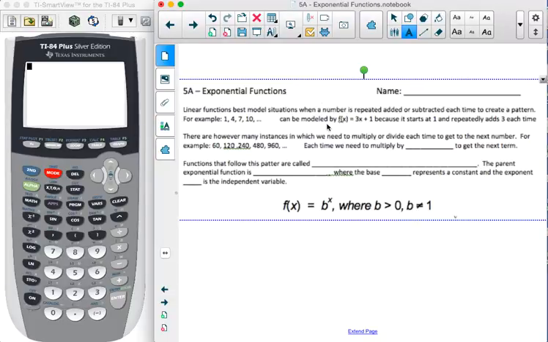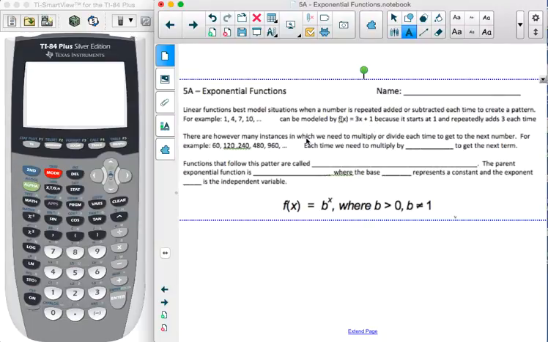So linear functions model situations when a number is repeatedly added or subtracted each time to create a pattern. And we're used to those, like 1, 4, 7, 10. We keep adding 3. So we take the number that we keep adding, 3, we multiply it by x, how many times we've added it, and we start at the first number, which in this pattern happened to be 1. And so that starting value, that y-intercept that we came to call it, was added on to the end.